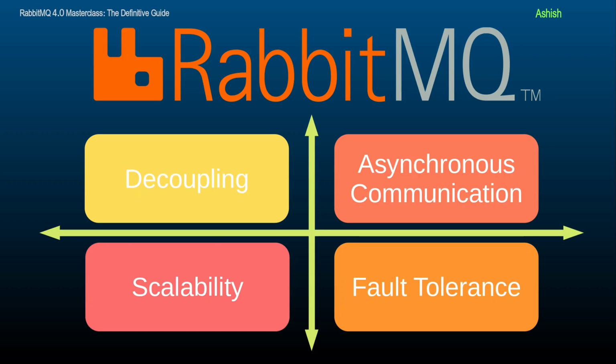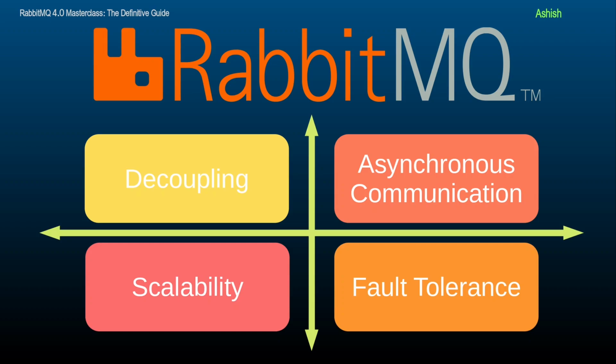This is decoupling. Producers and consumers of messages do not need to interact synchronously. This means that a producer can send a message and continue working without waiting for a response from the consumer. This is particularly useful in high-load systems.